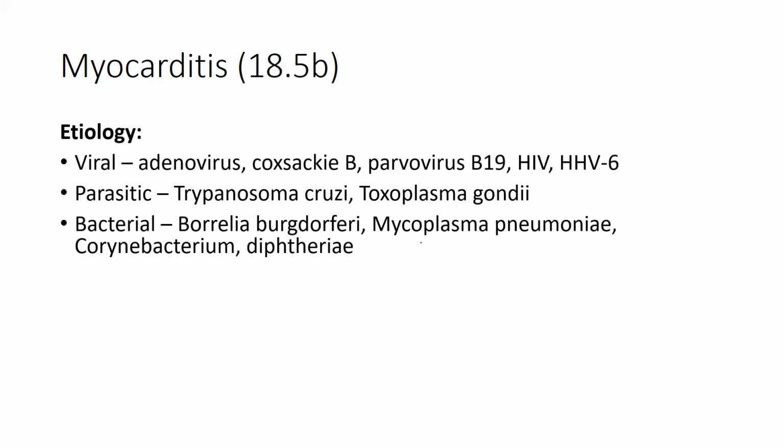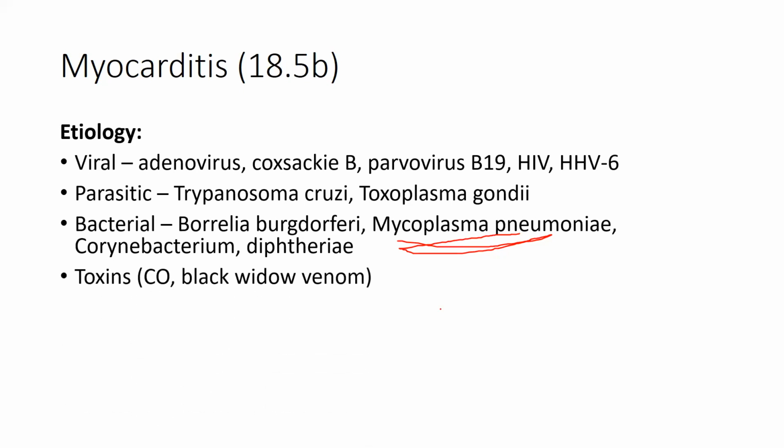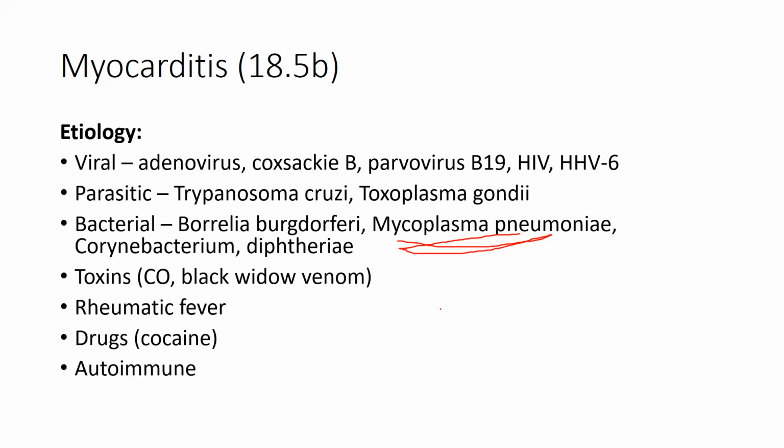Bacterial, Borrelia burgdorferi, Mycoplasma pneumoniae, Corynebacterium diphtheriae. What's Mycoplasma pneumoniae? Walking pneumonia, right? We had our test on that. Versus Mycobacterium tuberculosis is TB. Yep, you'll never forget. If they leave off the last words like I did, then it's much harder. But NPLEX does that all the time. Okay. Toxins, obviously carbon monoxide poisoning, black widow venom, rheumatic fever could lead to myocarditis, drugs like cocaine, or even autoimmune.